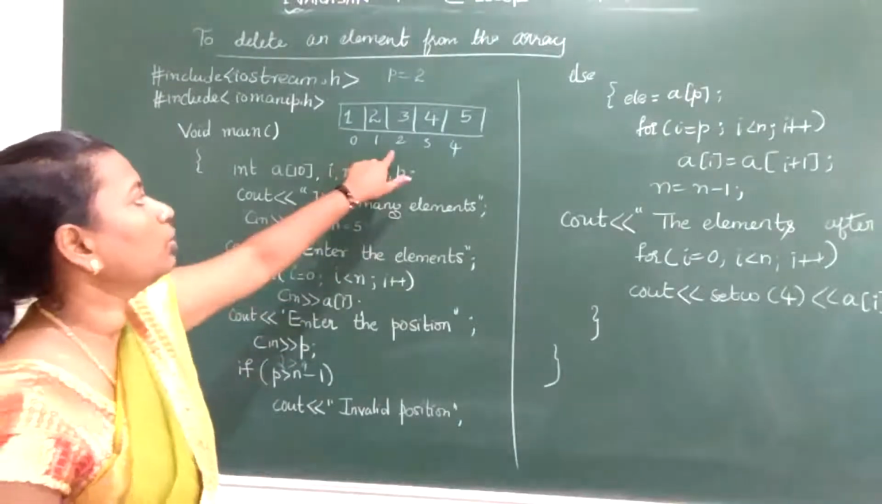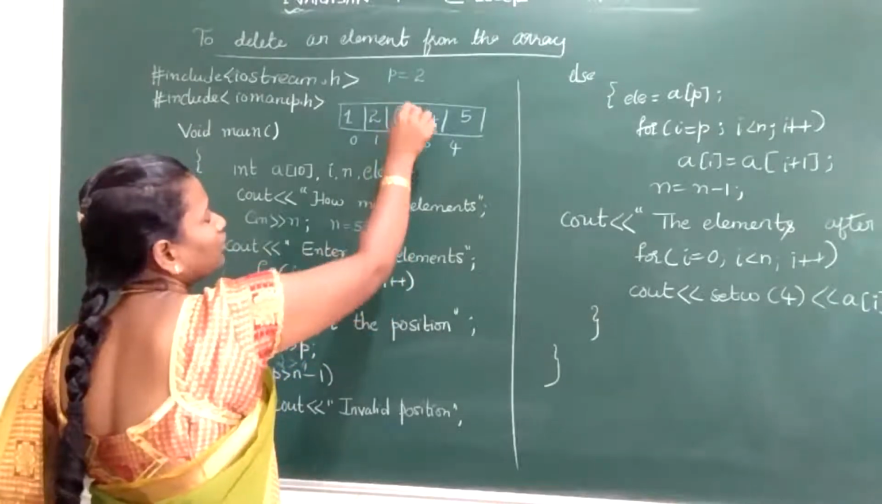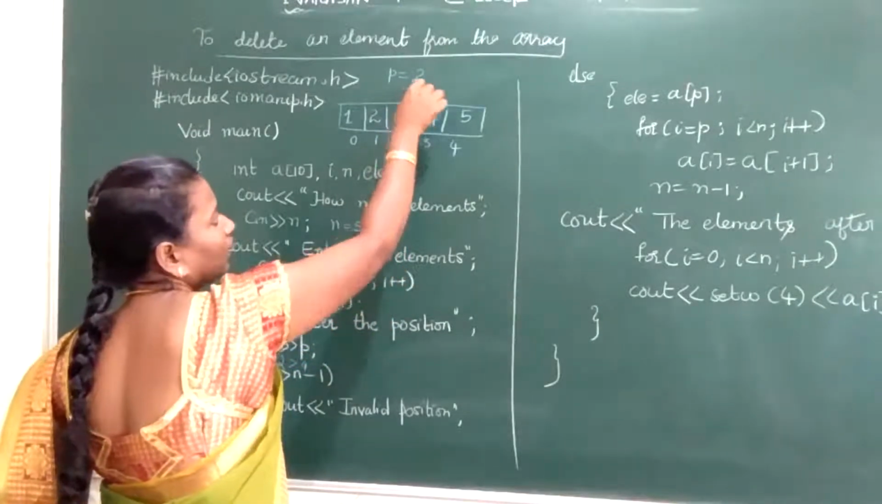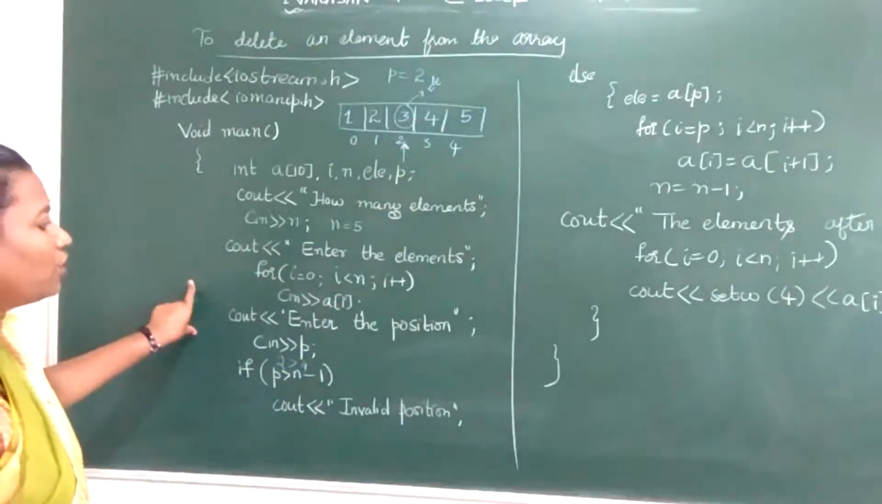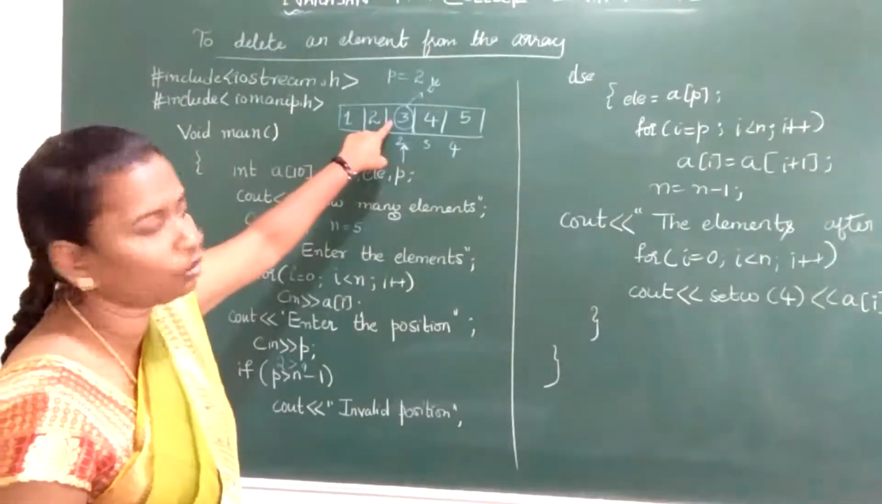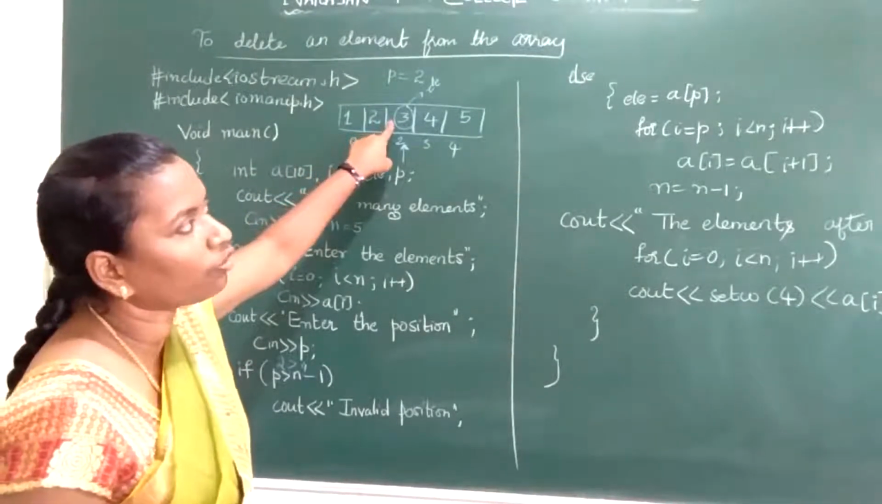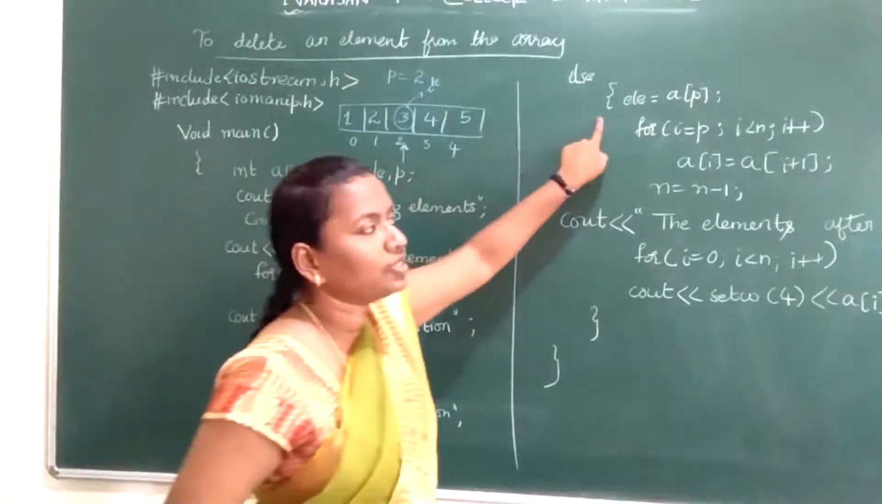So what position will you be pointing to? At this position. So at this position, if I mention it, what is my element? Your element is 3. Is it clear? You are only mentioning the position. Why? Because at that particular position this element will be removed. So I am giving a of p, that is a of 2. At a of 2, what element is present? The element is 3.